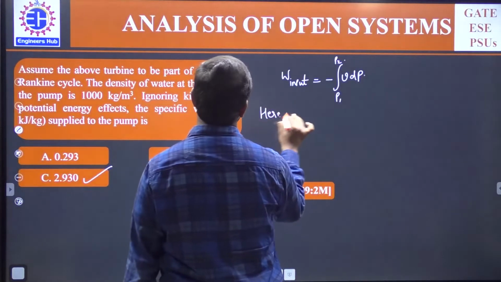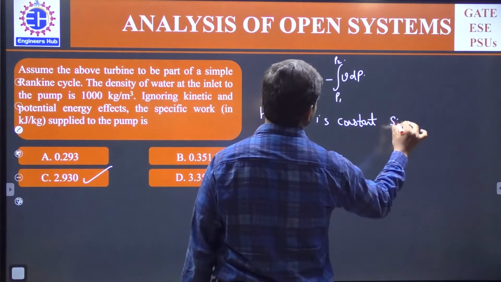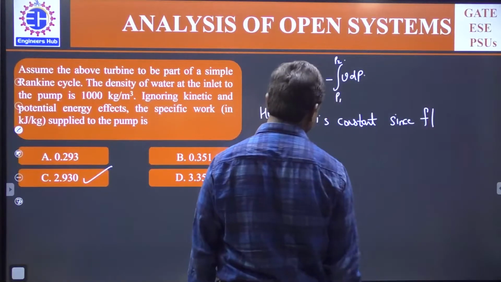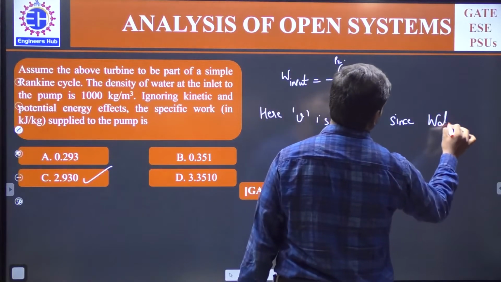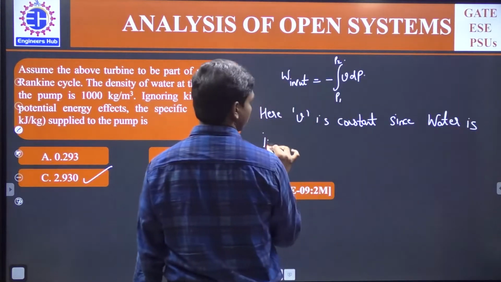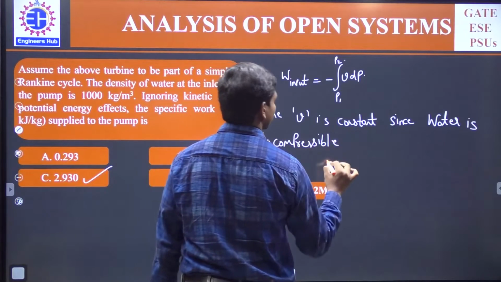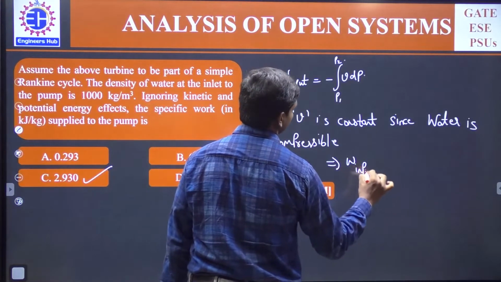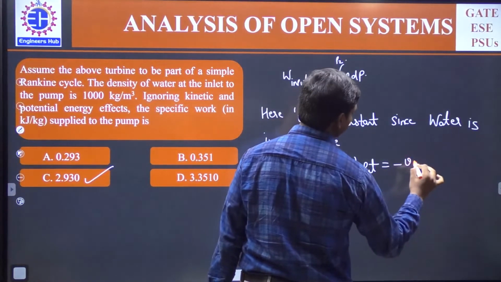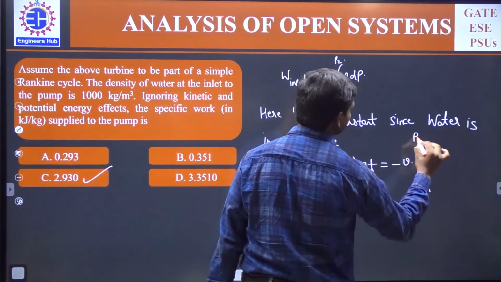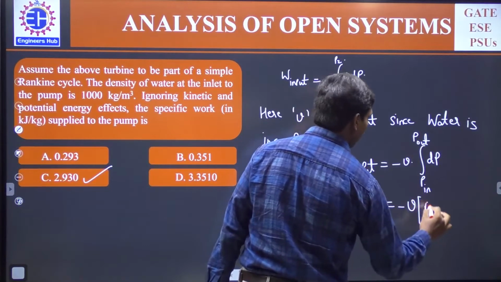Here V is constant, since fluids are practically incompressible. Fluid in the sense of liquids, you can write: since water is incompressible. Therefore, W input is equal to, since we are writing specific volume, the answers will be in kilojoule per kg, minus V into integral from P in to P out of dP. So this is equal to minus V into P out minus P in.